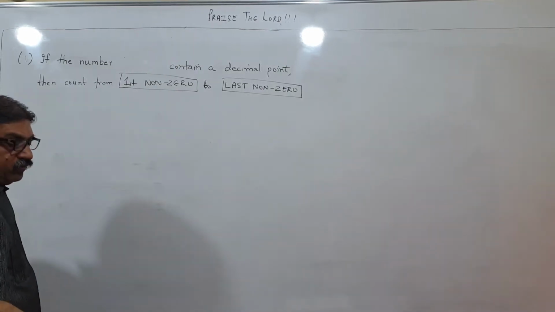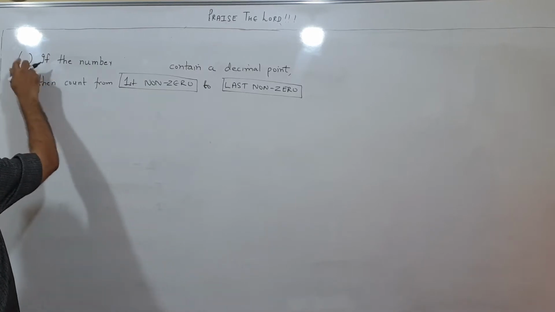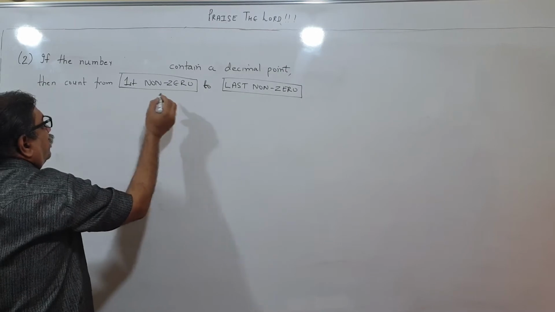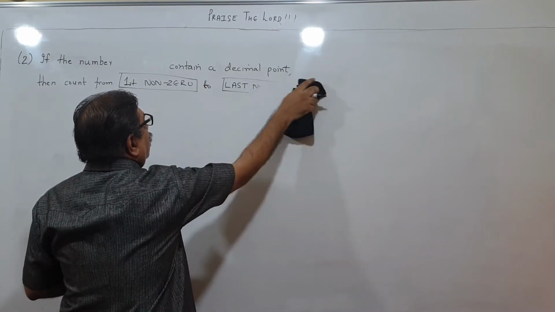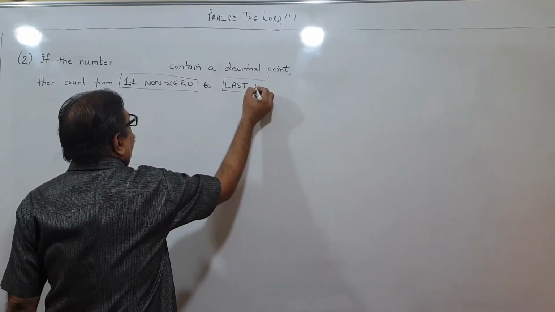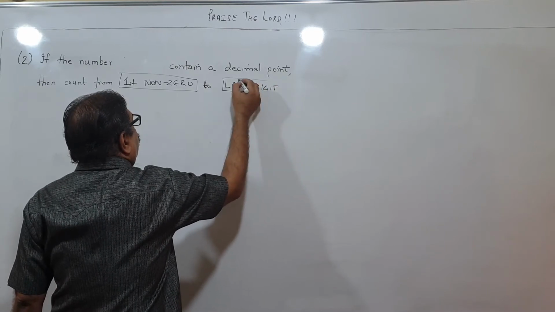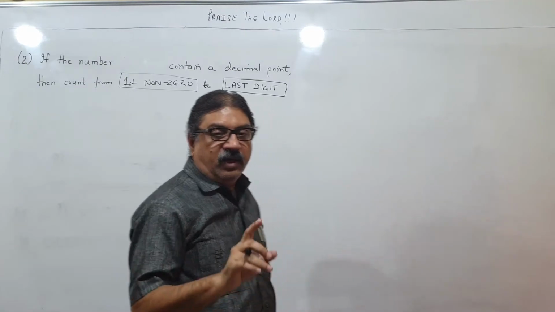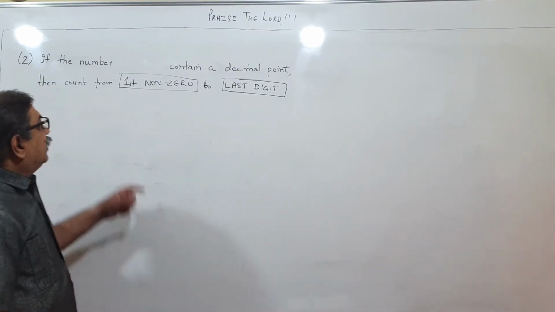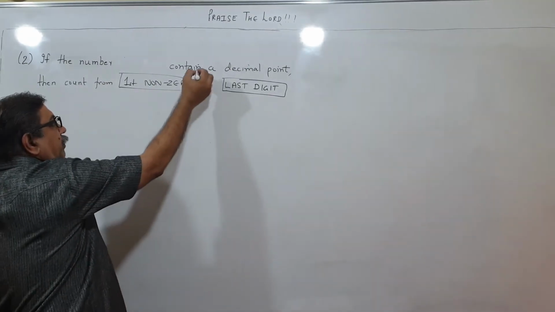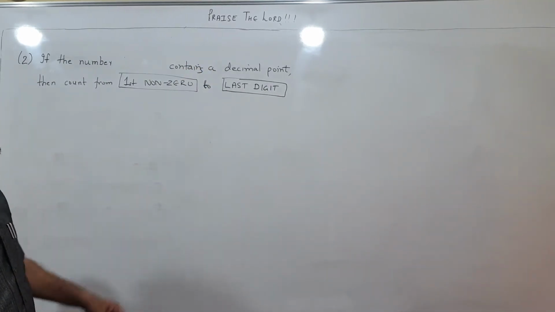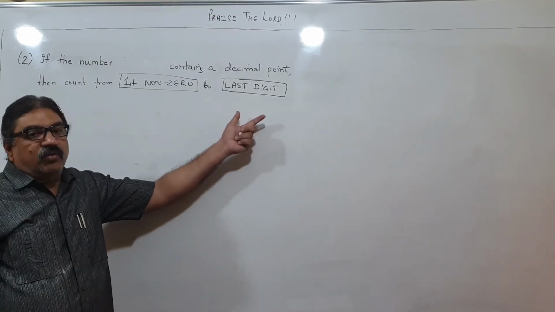Now the second rule goes, if the number contains a decimal point, then count from first non-zero to last digit. Now see, I am not saying last non-zero digit. Now it becomes last digit. Understand nicely the difference. If the number contains a decimal point, then count from first non-zero to last digit, whether 0 or non-zero.